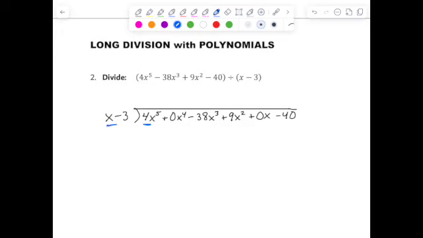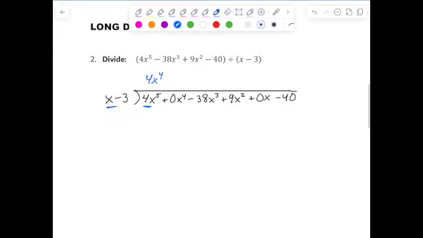So now here we go. I'm dividing x into 4x to the 5th, and I'm going to get 4x to the 4th. Now multiply that times your divisor out in front here. That's going to give you 4x to the 5th minus 12x to the 4th. And you see how those x to the 4th just nicely lined up? And now I'm going to subtract. The 4x to the 5th cancel out. 0x minus negative 12x to the 4th goes plus 12x to the 4th. Bring down what's next in line.